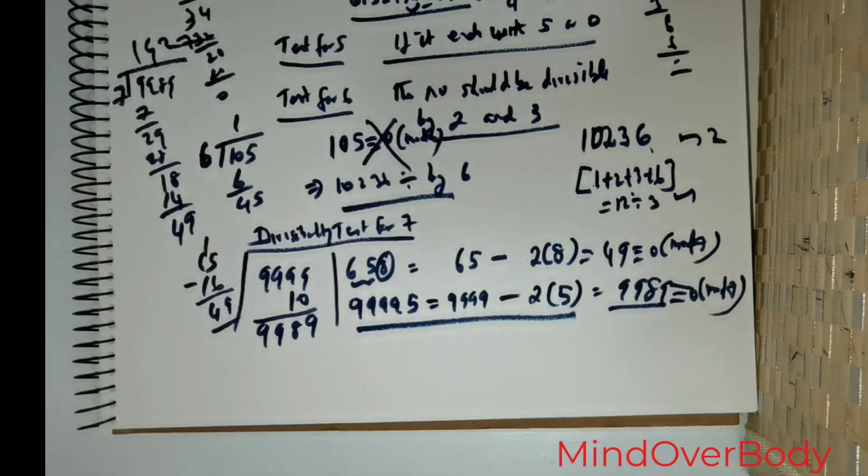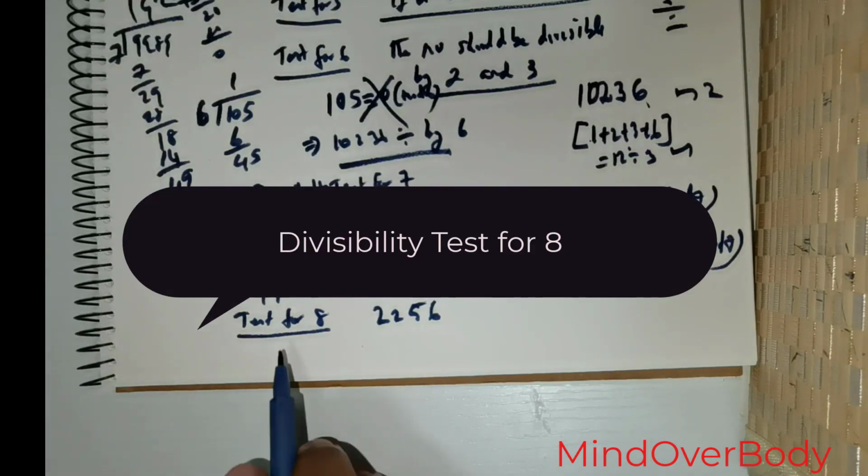So I hope you caught the gist of how to obtain the divisibility test for 7. So we are finished with 2, 3, 4, 5, 6 and 7. So we have to go for 8 and 9. Okay, so this is the divisibility test for 8.